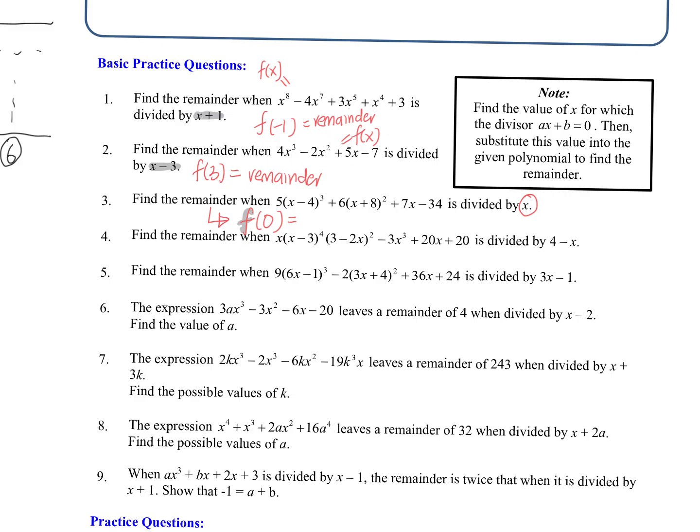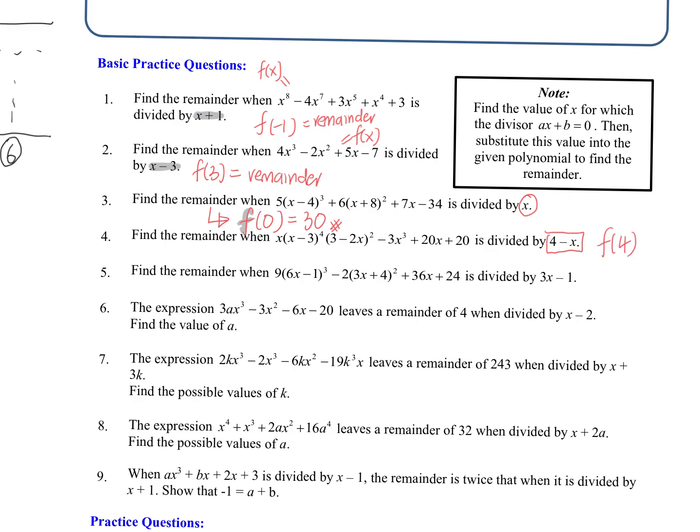Square 7 times 0. Okay, you will get 30. So the remainder for question 3 is 30, when it's divided by x, is substituting 0. Okay, then this one? Yeah, substituting 4.